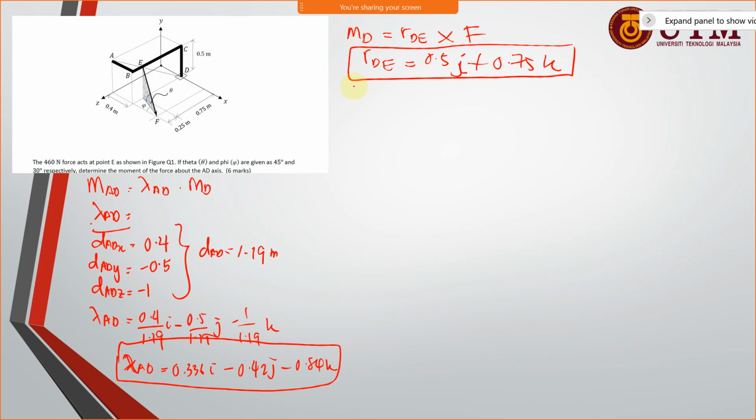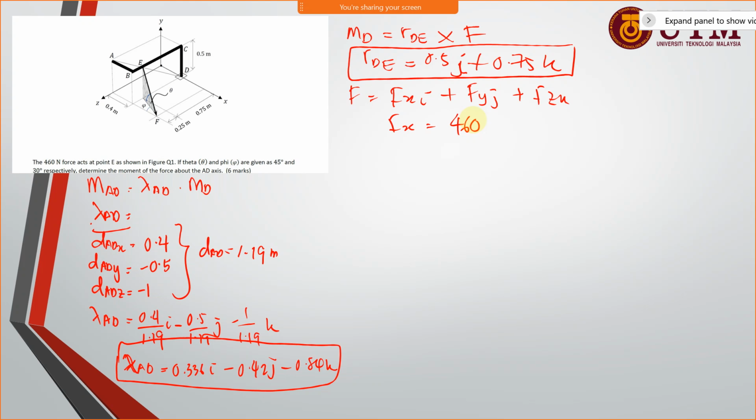Then lepas tu force. Dapatkan force in terms of vector component. Yang ni kita kena guna second angle method. Alright, EF. So how to resolve it? Untuk resolve, FX i tambah FY j tambah FZ k. So what is our FX? Macam mana? What is our FX? 460. Start dengan yang mana dulu?